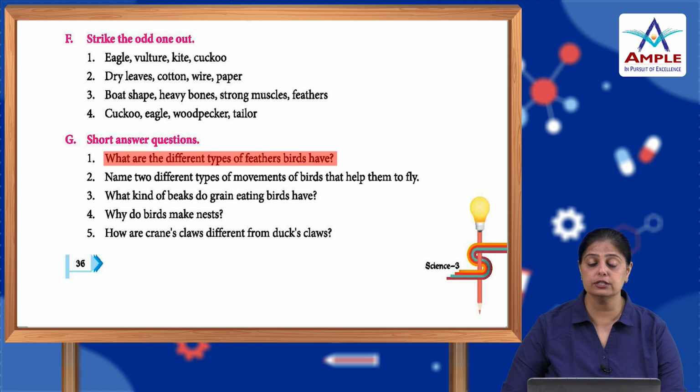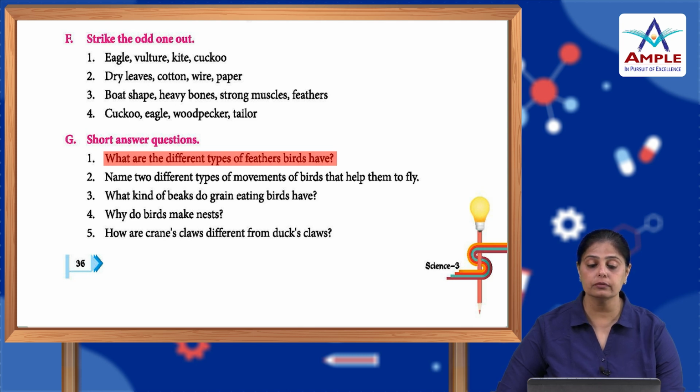Alright. So, let us talk about the flight feathers and the down feathers. The flight feathers are long and flat, okay, they are the tail and wing feathers, and they help to fly. Down feathers are soft and fluffy, and they help to keep the body of the bird warm. Alright. So, I hope children you will elaborate this answer and write it in detail.